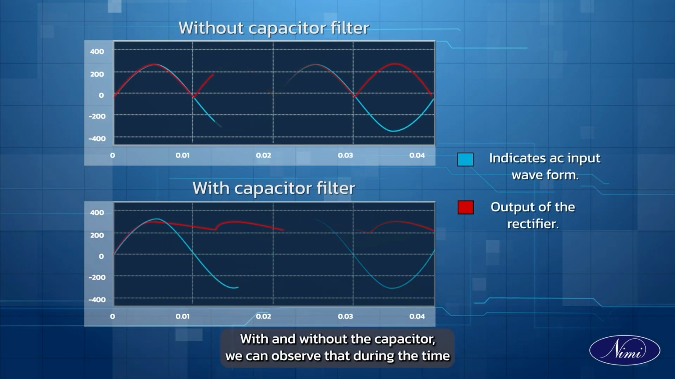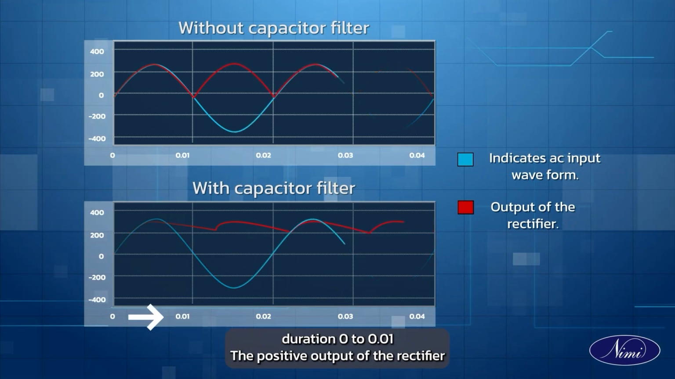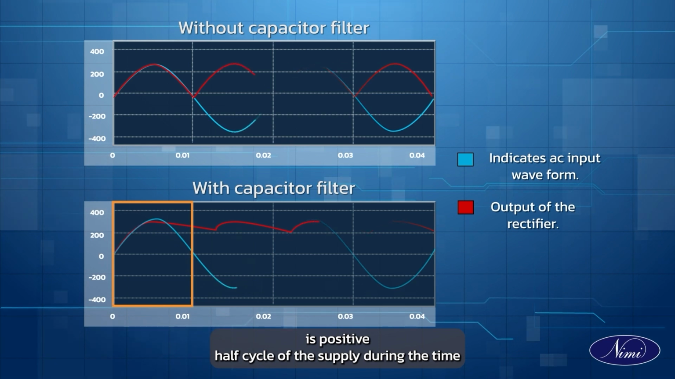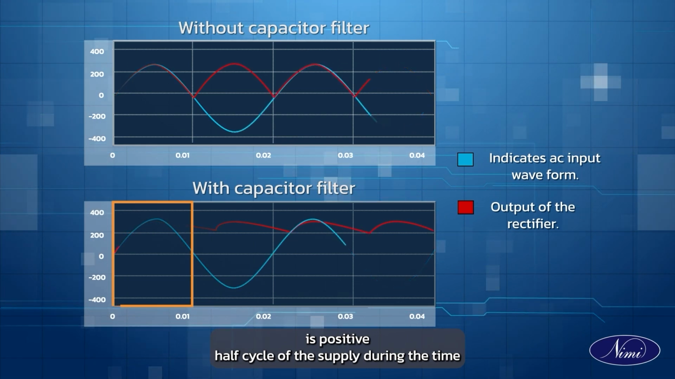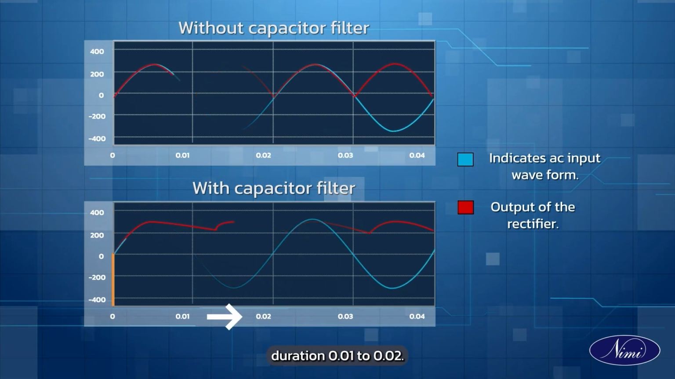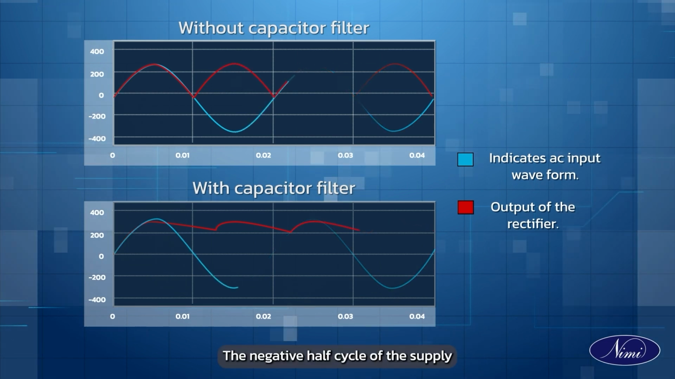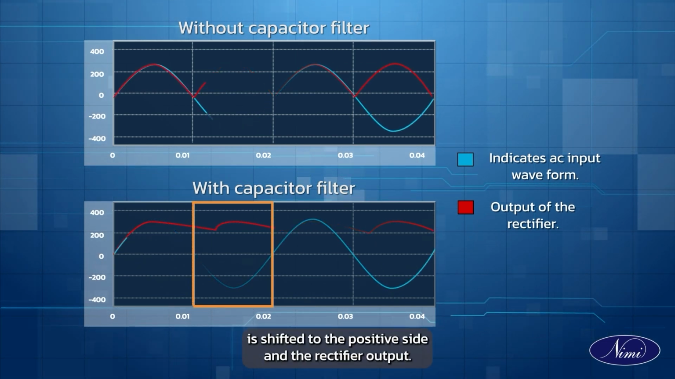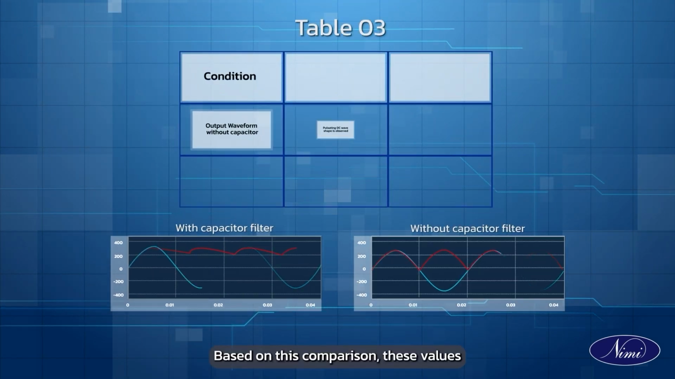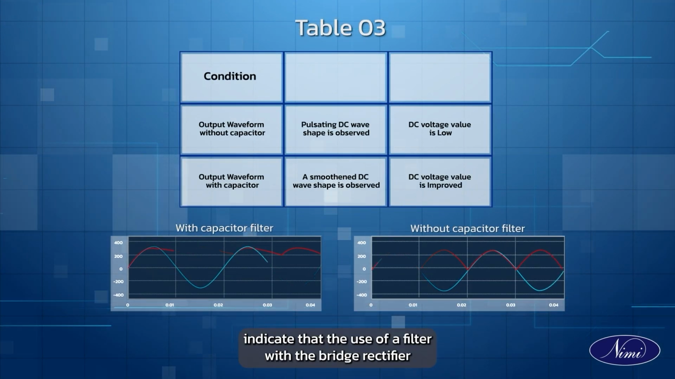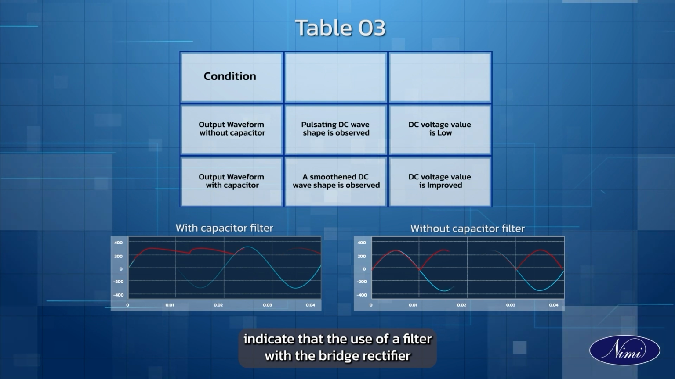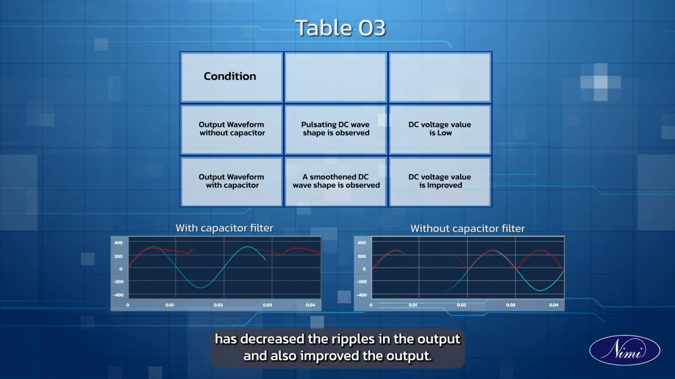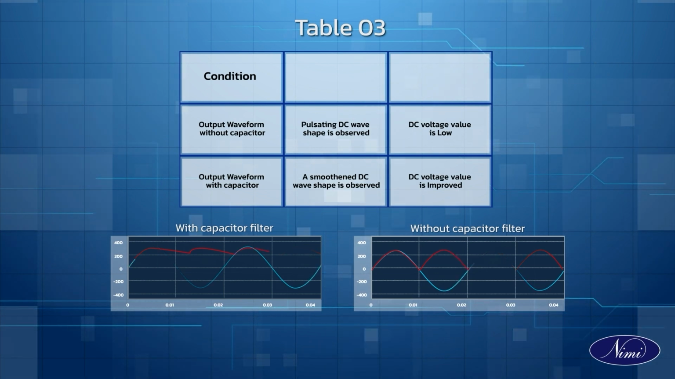We can observe that during the time duration 0 to 0.01, the positive output of the rectifier is positive half cycle of the supply. During the time duration 0.01 to 0.02, the negative half cycle of the supply is shifted to the positive side at the rectifier output. Based on this comparison, these values indicate that the use of a filter with the bridge rectifier has decreased the ripples in the output and also improved the output DC voltage.